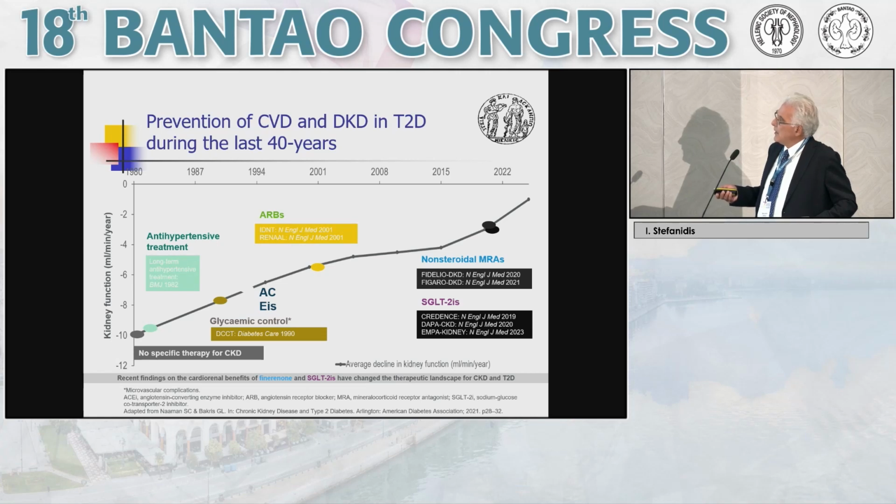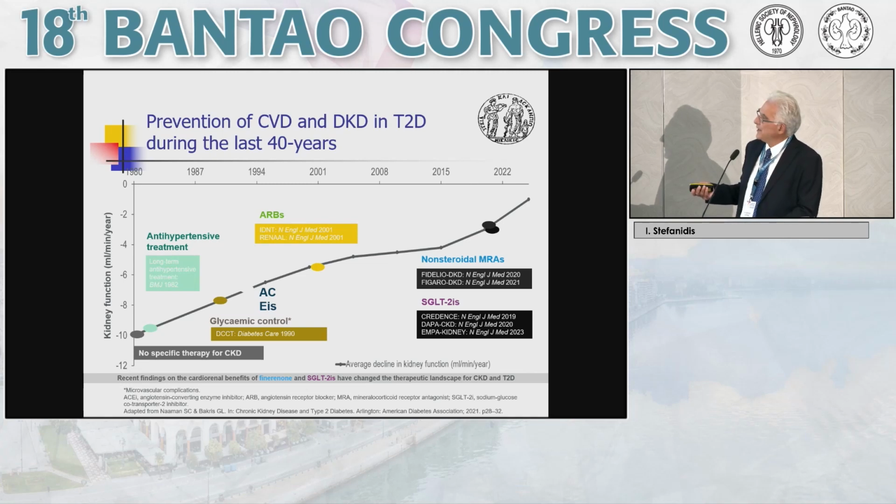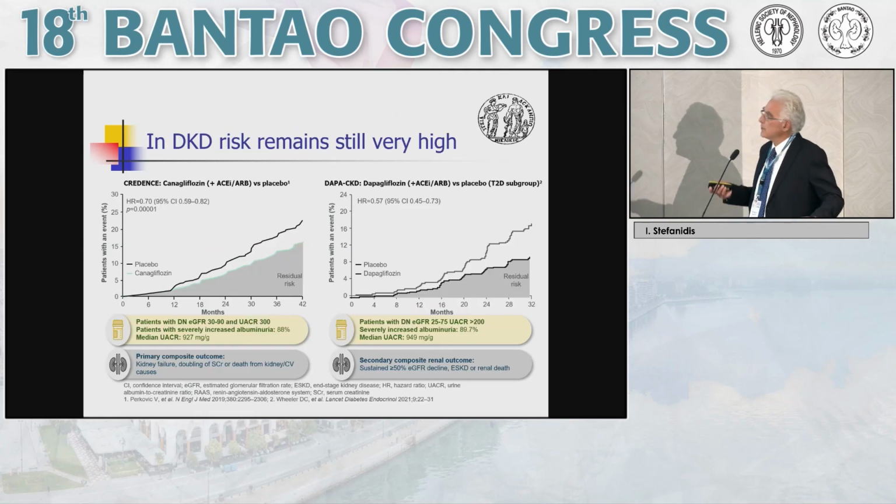It has become, through antihypertensive treatment, glycemic control, metabolic control, RAS inhibitors, and today non-steroidal MRAs and SGLT2 inhibitors, a reduction of 3.5 to 4 ml per year. And this is combined, although it is lower than at the beginning and much is done, with a very high incidence rate and mortality rate.